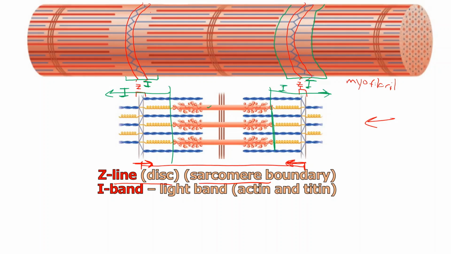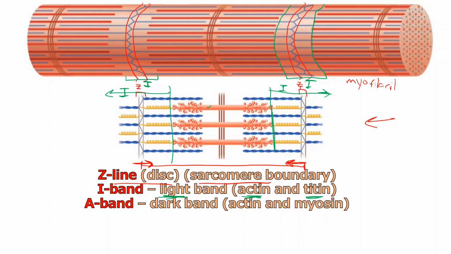Now it's called I band because it's light band. And it's light because it only has one of those sliding filaments. It has actin, not myosin, but it does have the titin. So the Z line and the I band are formed from actin and titin. There is no myosin inside the I band. Therefore it stains lighter, and we call it the light band.